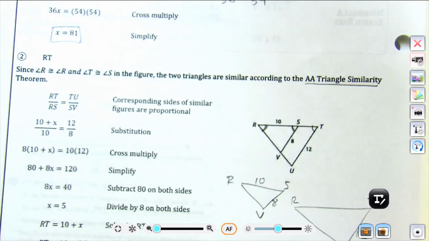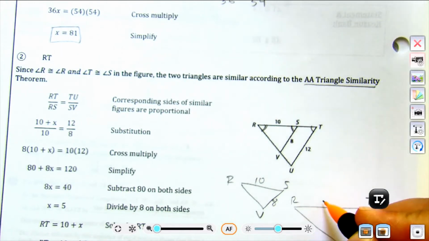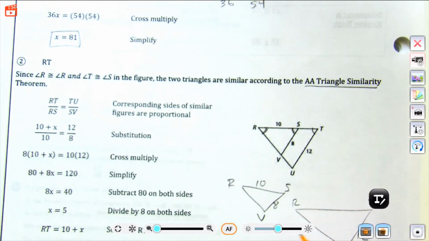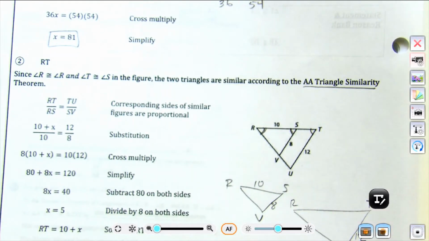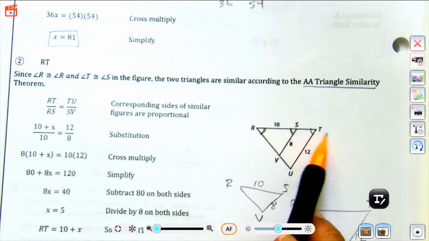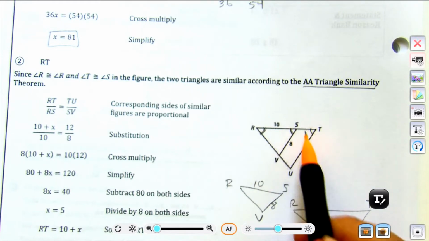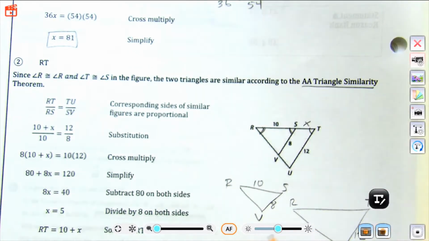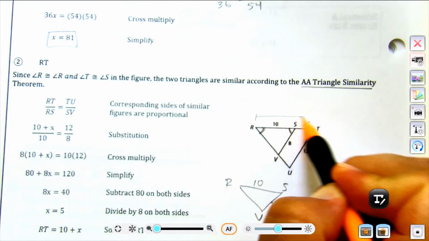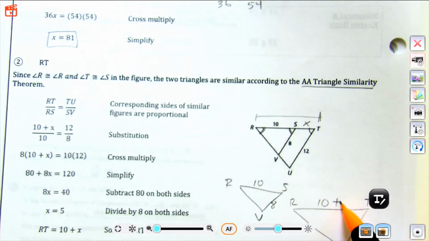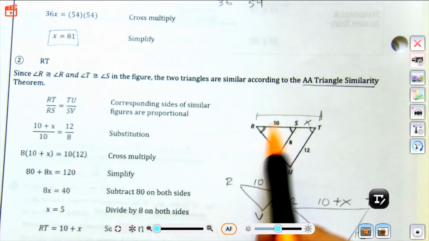So if we look at RT here, we know RS is 10. We don't know what ST is, so I'm going to call that one X. And the reason why I want to do that is because to find RT, I need to call this 10 plus X. So it's 10 plus whatever this number is, 10 plus X.